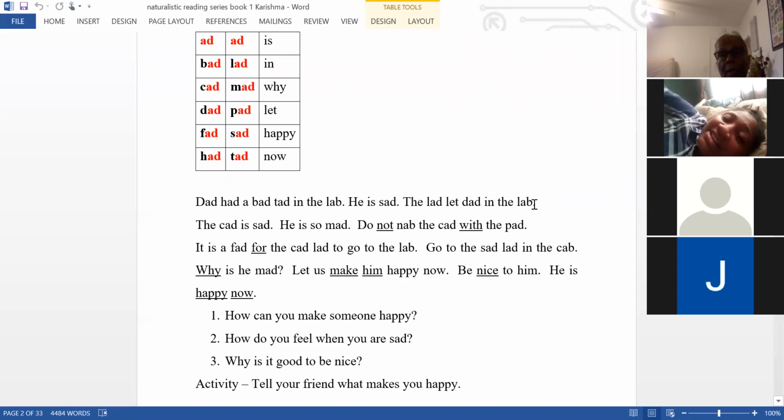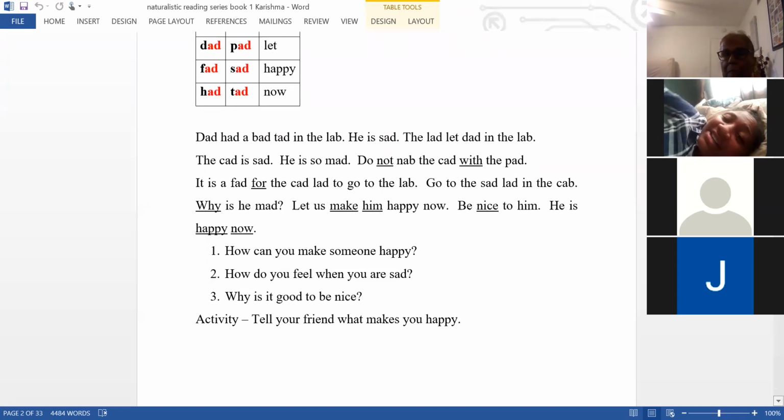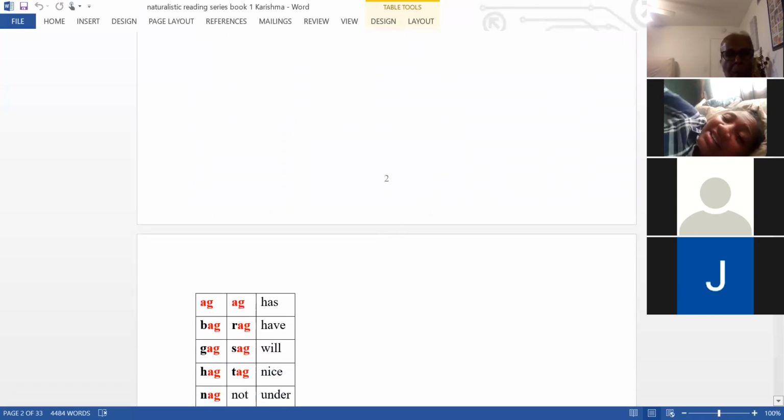They could have toys in their lab. They could have anything in their lab they choose to put. And here's my question. Be nice to him before we that. Let us make him happy now. Be nice to him. He is happy now. How can you make someone happy? How do you feel when you are sad? Why is it good to be nice? These are values we add into our children's lives, and we are training them to be decent people.